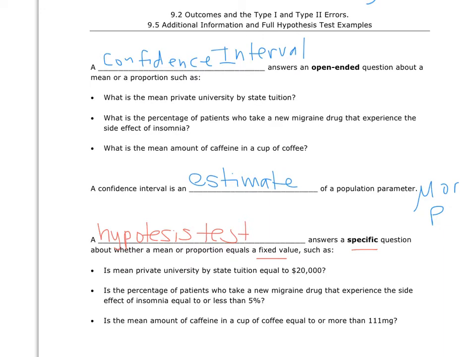Another example: is the percentage of patients who take a new migraine drug that experience the side effect of insomnia equal to or less than 5%? Again, it's a specific question related to a specific fixed value, 5%. And then finally, is the mean amount of caffeine in a cup of coffee equal to or more than 111 milligrams? Again, a specific question about a fixed value.